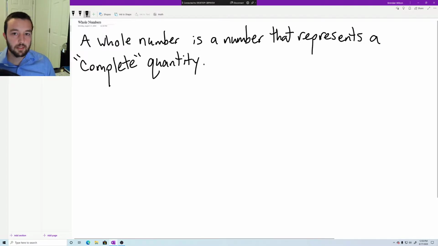So what I mean by this is it does not represent like part of something, right? Like that's where a fraction would come into play. If we have a half of something, that's not one complete thing, right? It's half of a thing. So this would be the numbers like 0, 1, 2, 3, 4, etc. The common numbers that we're accustomed to.